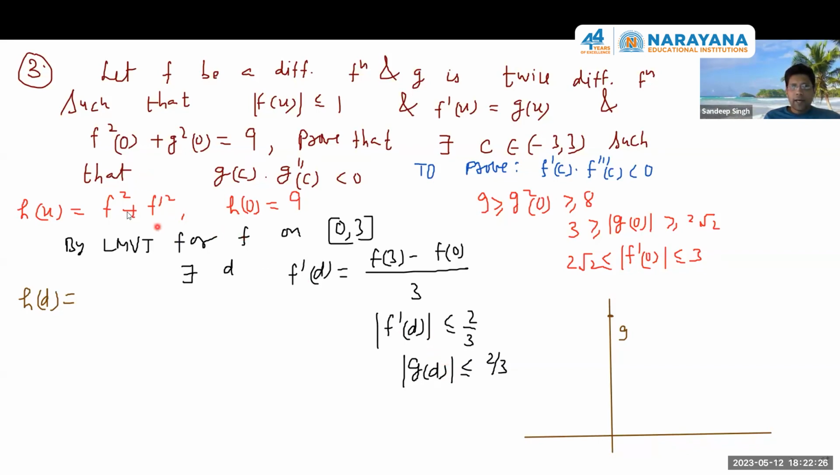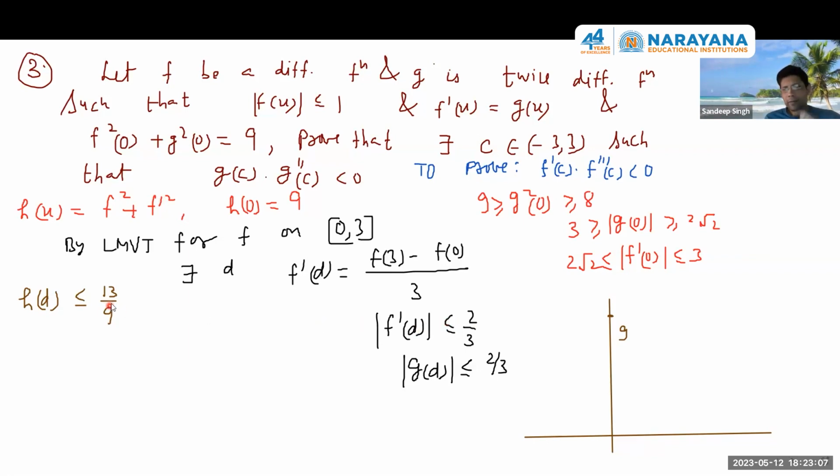H of d will be f square d plus f dash square d. F square d is anyhow less than 1 and f dash square is less than 4 by 9. So can I say that h of d will always be less than or equal to 1 plus 4 by 9? That is 13 by 9. Do all of you agree with this? Yes. Look, I have substituted d here. So f square is smaller than 1 and f dash d square, see here, less than 4 by 9.